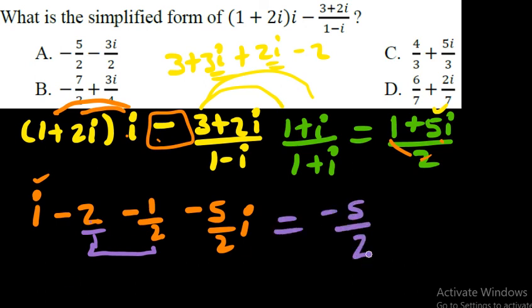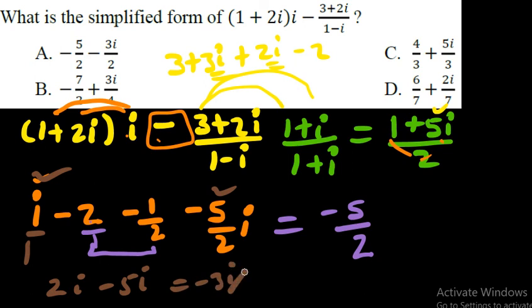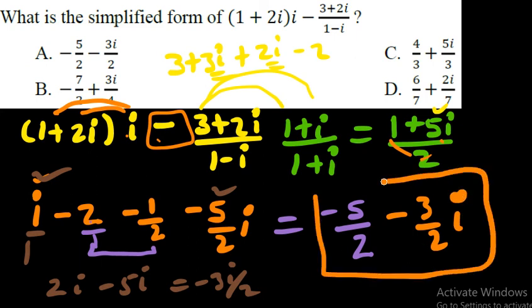This is the real part. And then the imaginary parts are these two, this one and this one. So the denominator is 1, so i times 2 will be 2i, and negative 5 times 1 will be negative 5i, which will be negative 3i over 2. The denominator will be the same. So minus 3 over 2 i. That's going to be the final answer.